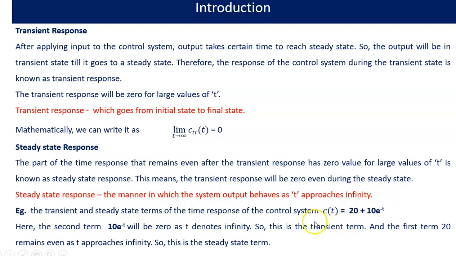So this is an example, C of t, the output, is equal to 20 plus 10 e raised to minus t. 10 e raised to minus t is the transient part. When time t tends to infinity, this will become 0. So this is the transient term. And the first term, this 20, remains there even when time t approaches infinity. So this 20 is the steady state term.